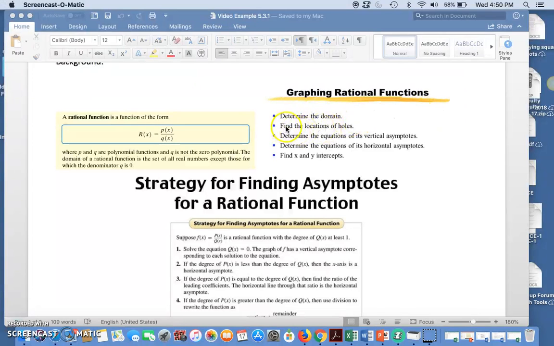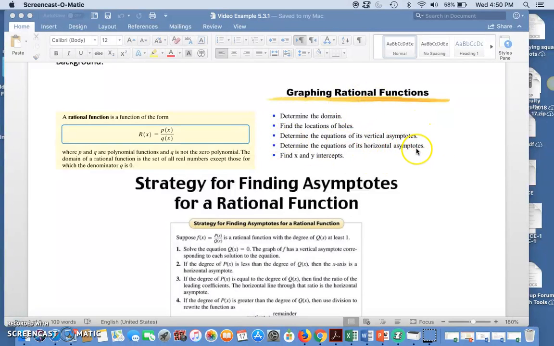Determine the domain. Find the location of holes. Most of them that we deal with will not have holes. A hole is when it has the same factor top and bottom. Determine the equation of the vertical asymptotes. Usually the vertical asymptote is where the denominator equals 0, so x equals that. So the domain and the vertical asymptotes are closely related.